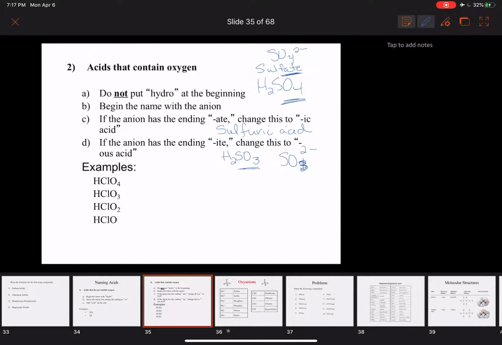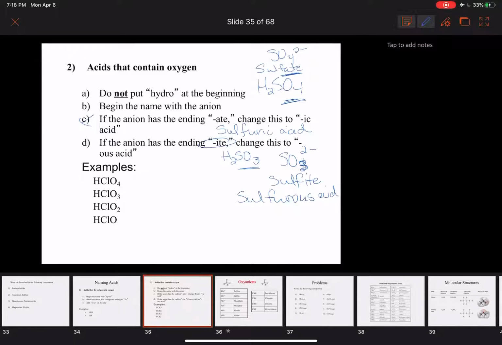And so what we want to do is go, okay, we don't have C, we have D. The anion ends in "ite," and we want to change the ending to "us" acid. So it would seem that we would change the ending from "ite," so sulfite, to sulfus acid, but again, bad me, I did another one of those that's kind of an anomaly, but you got it. This one is sulfurous acid.